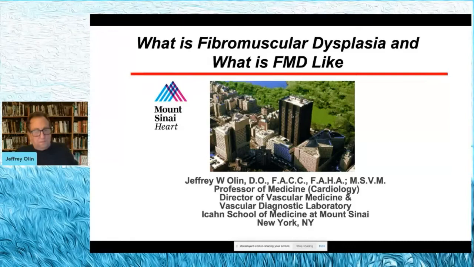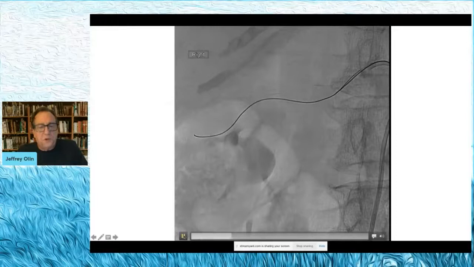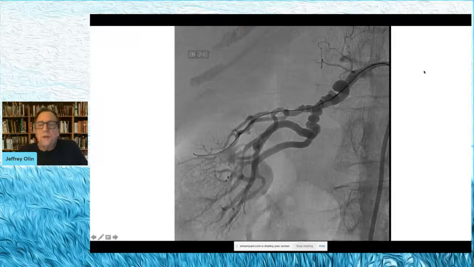So we're gonna run just a bit late. Okay, I don't know how much anyone saw, but this is what typical fibromuscular dysplasia looks like. This is the so-called string of beads. This happens to be a catheter in the artery to the right kidney. You have areas of narrowing alternating with areas of enlargement. This segment here is what a normal renal artery looks like.